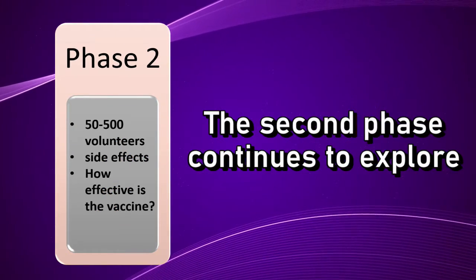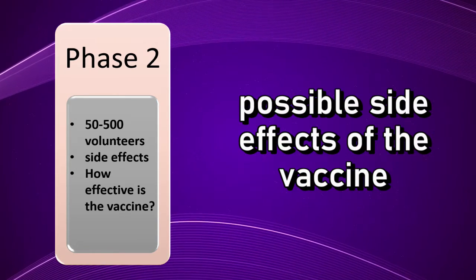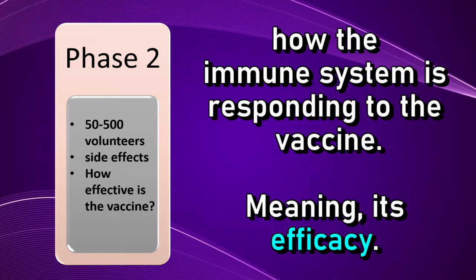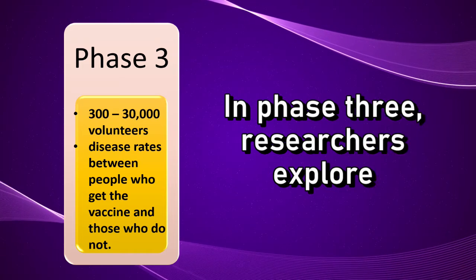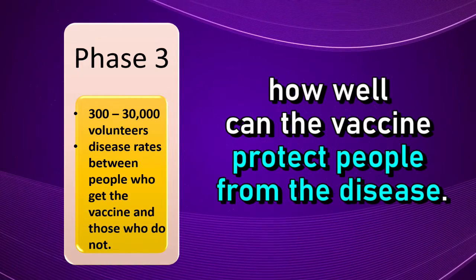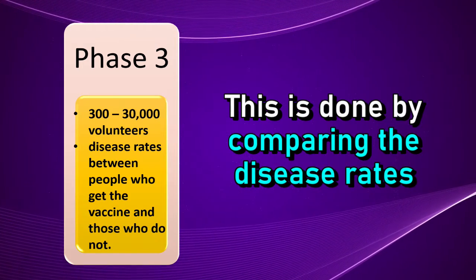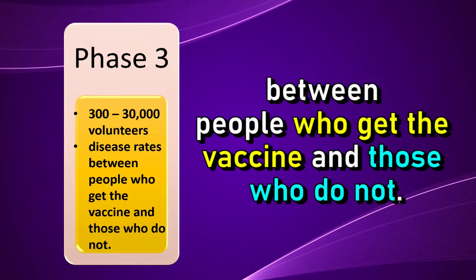The second phase continues to explore possible side effects of the vaccine and how the immune system is responding to the vaccine, meaning its efficacy. In phase 3, researchers explore how well the vaccine can protect people from the disease. This is done by comparing the disease rates between people who get the vaccine and those who do not.